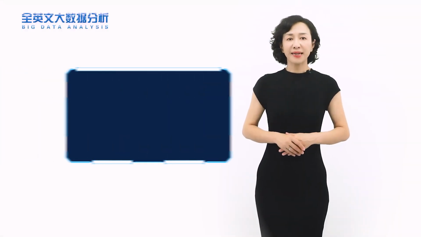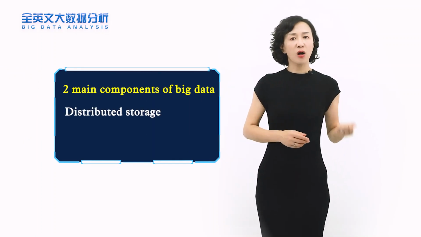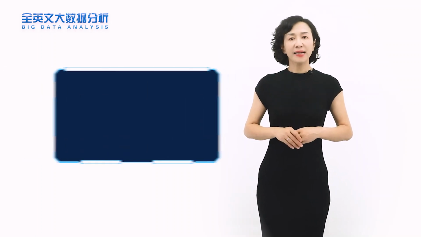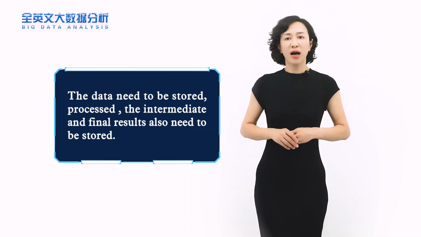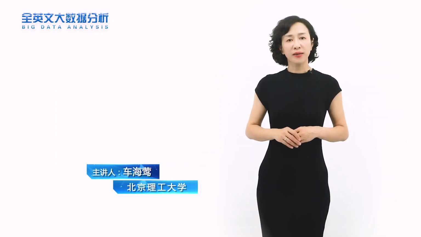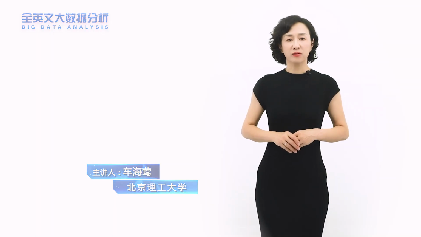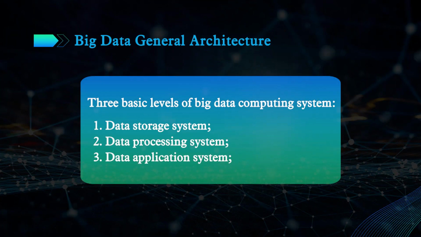In the scope of big data, there are two main components: distributed storage and distributed processing. The data needs to be stored, then processed, and the intermediate and final results also need to be stored. These two components complement each other and closely work together. Generally, the big data architecture includes three layers from bottom to top.